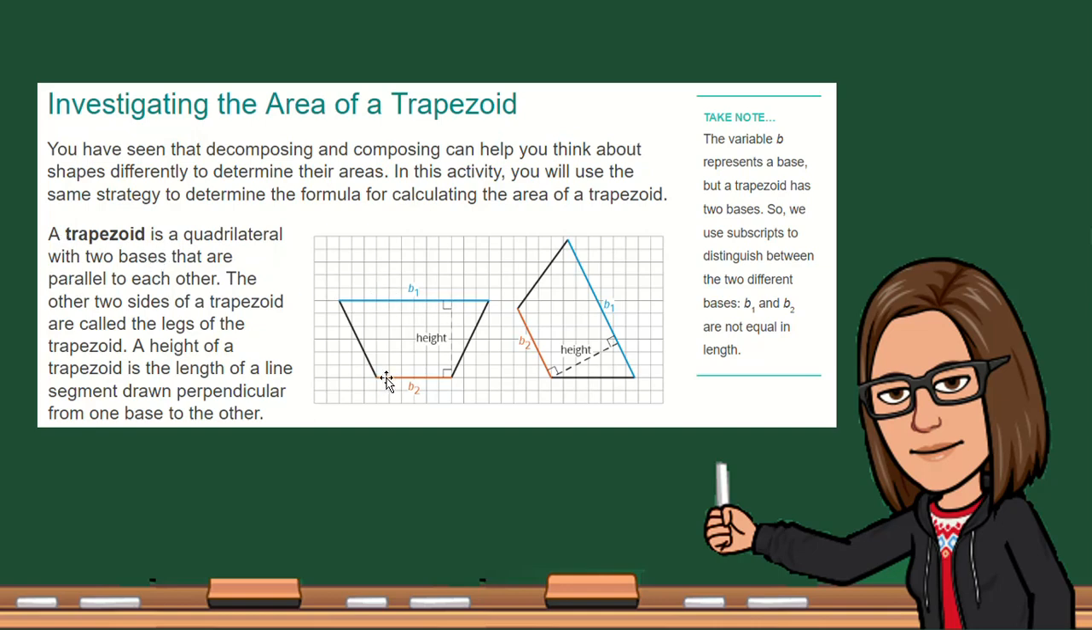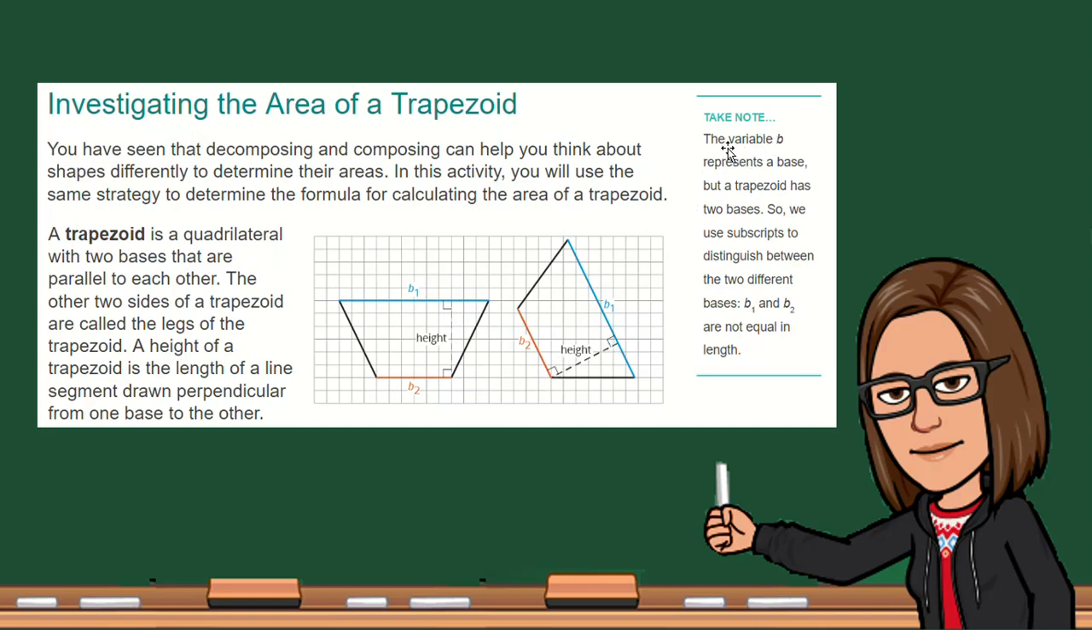So like this base and this base are parallel. These two bases are parallel. The other two sides of the trapezoid are called the legs. So this would be a leg and this would be a leg. And then the height of the trapezoid is the length of a segment perpendicular. So just like the triangle, you have to have the little perpendicular part for the height.